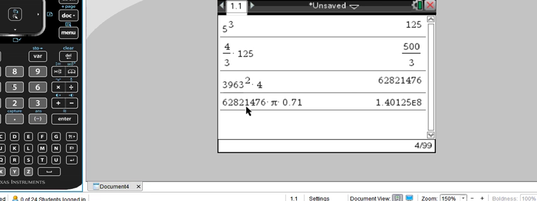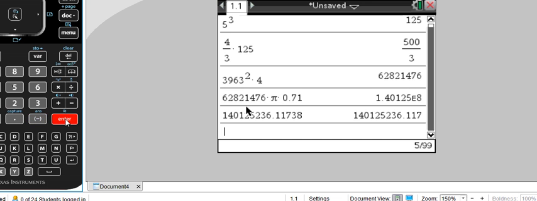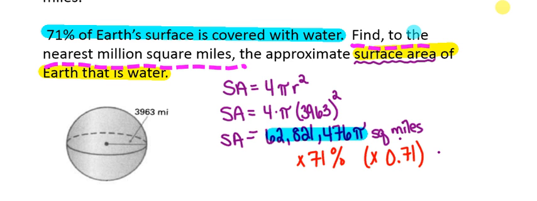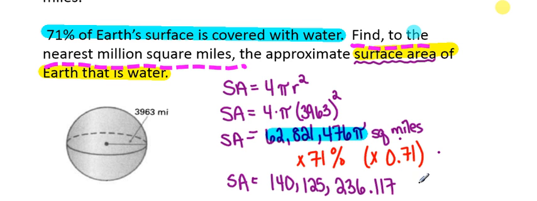And now I can go in and take the preceding answer. So again, I'm going to hit the Control and then the negative button to bring back my preceding answer. And now that looks a little bit more user-friendly, a little bit more like a number that's going to be useful to me in this problem. So I'm going to go back to my note sheet. I'm going to say the surface area here is about 140,125,236.117 square miles.